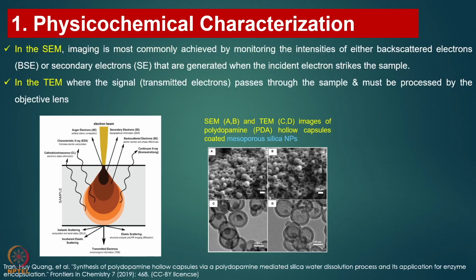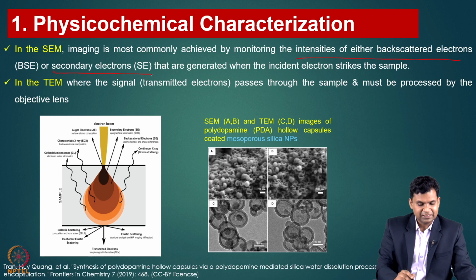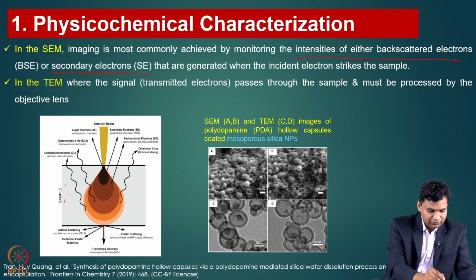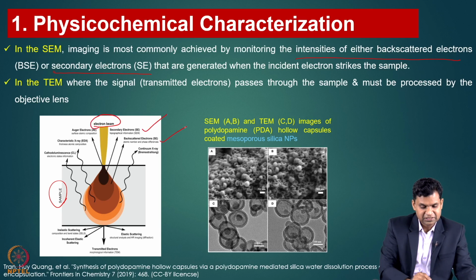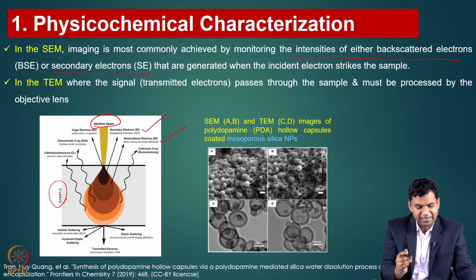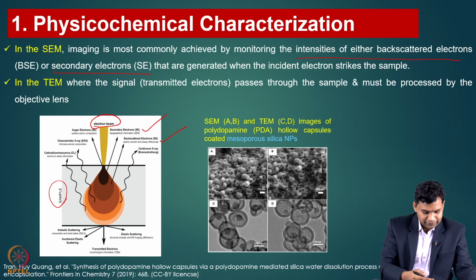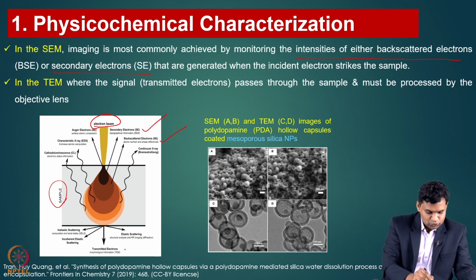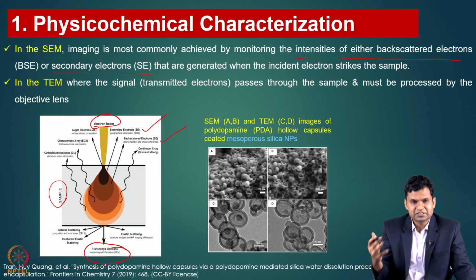Now, here we will see the principle. In the SEM, imaging is most commonly achieved by monitoring the intensities of either backscattered electrons or secondary electrons. In the picture, this is a sample, right? Your electron beam is passing, and these are the two types of electrons we will measure in the scanning electron microscopy, that is secondary electrons and the backscattered electrons. Whereas in TEM, what we will do? We will put the sample, the electron beam is transmitted through the sample. So, here we will collect this and we will see the pictures.